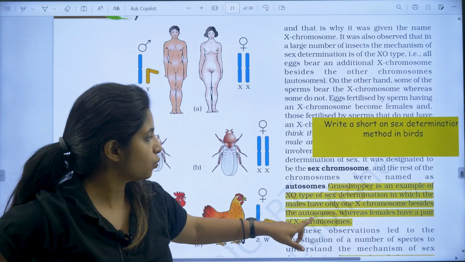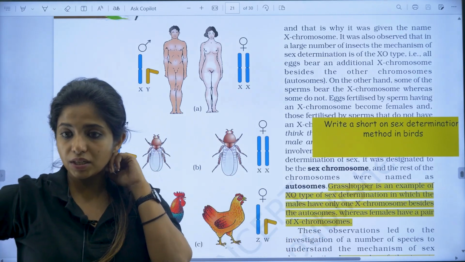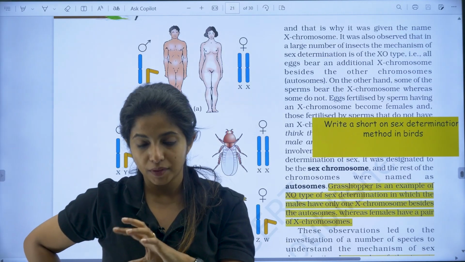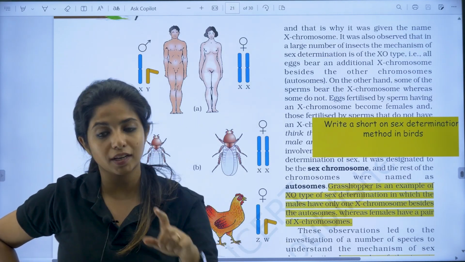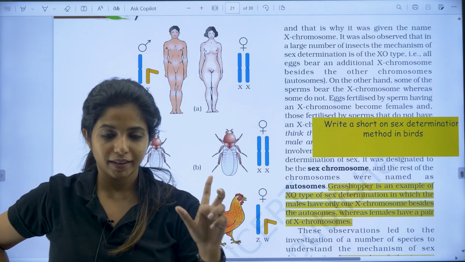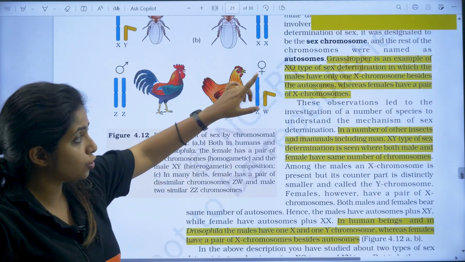So in birds, it is what? XO type of sex determination. That means there will be one chromosome and there won't be another chromosome. In males there is only one X chromosome. In females they have a pair of X chromosomes. Females have a pair, in males there is only one. This is known as XO type of sex determination. So you should be knowing about that.